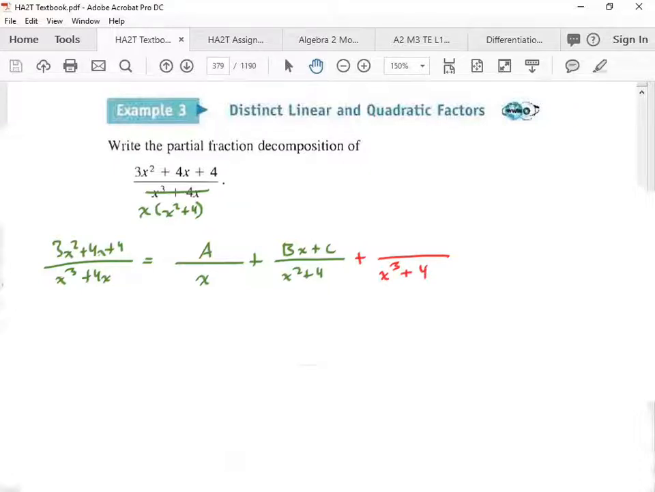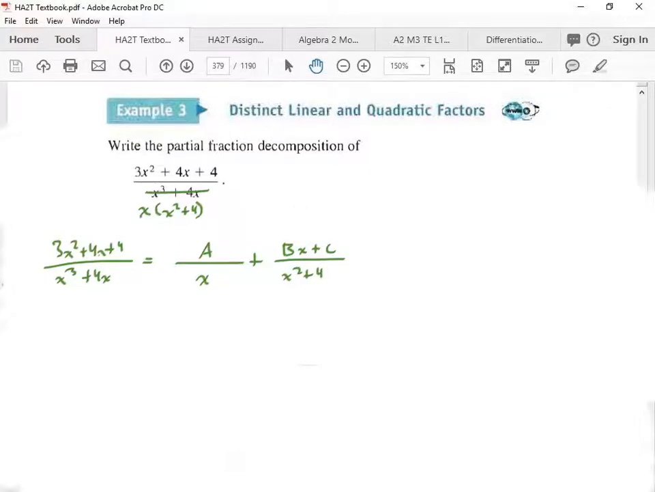Now, this is just hypothetical: if we had a factor that said x to the third plus 4, then since we already used C, we're going to go Dx squared plus, what's after D? Ex plus, what's after E? F. But we don't have to do this in Algebra 2 trig, so we're not doing this. The most that we'll have is an x squared, and because we have the x right here, we have to have the constant term.